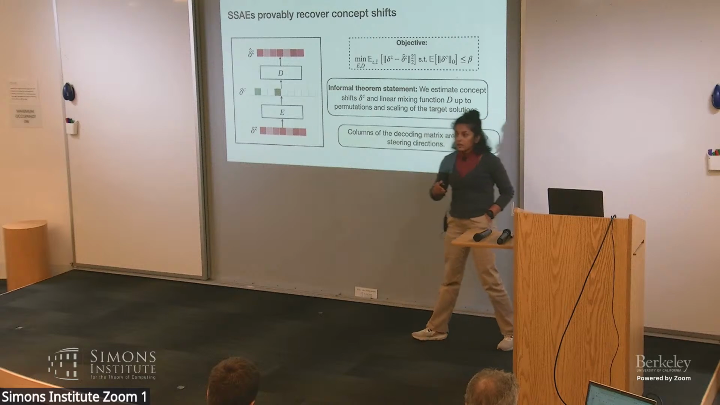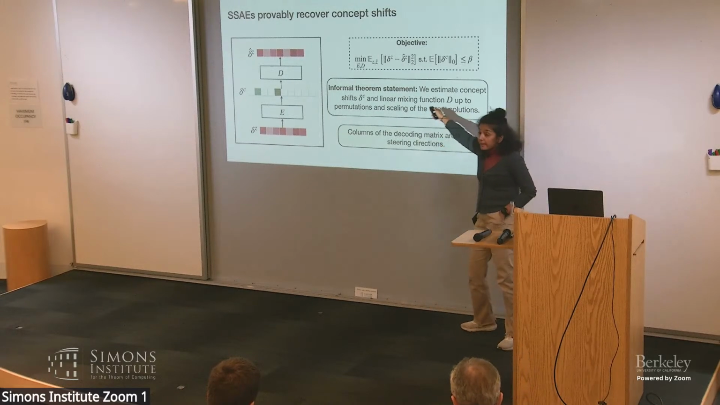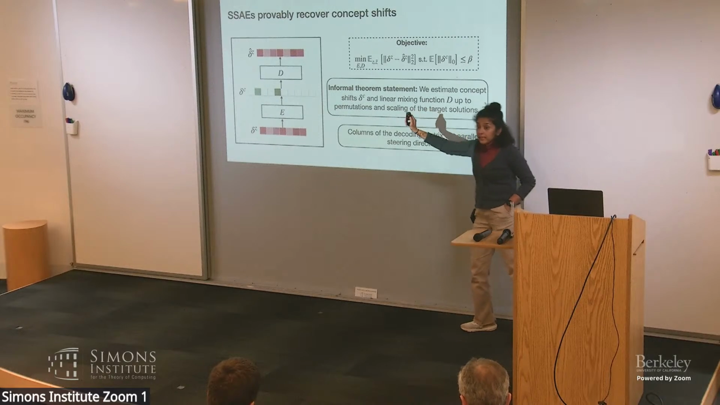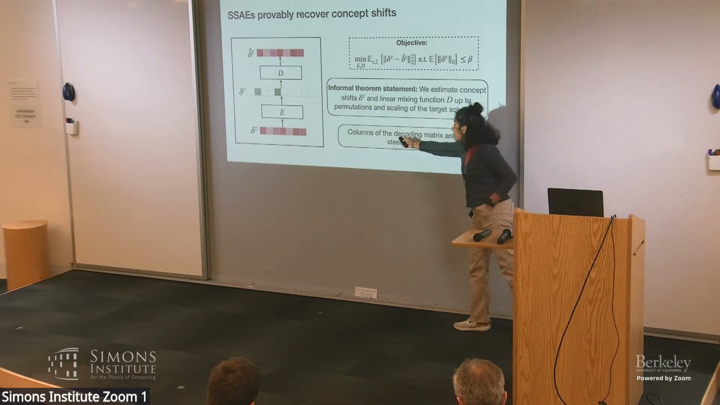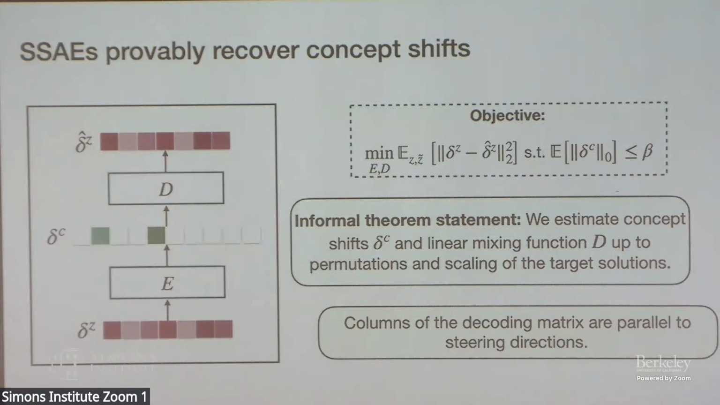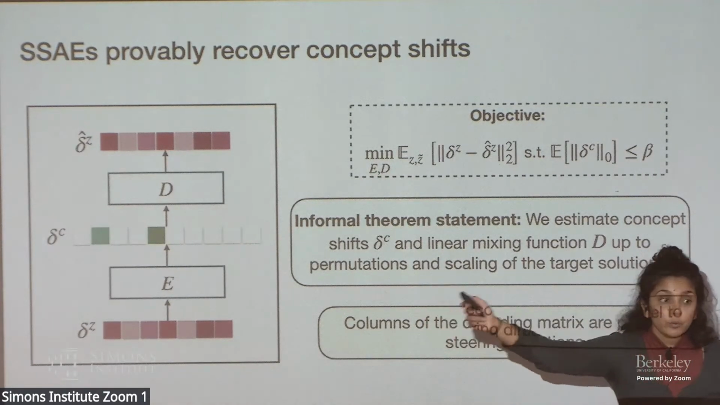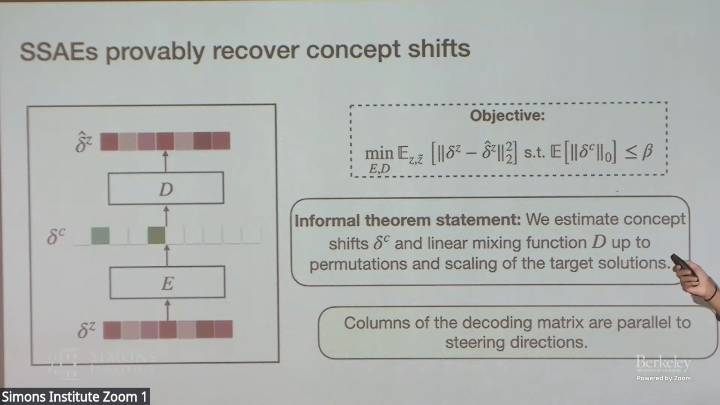We can talk. Okay, so let me say this, right? There's a scaling indeterminacy. So all we can say is that the columns of the decoding matrix are going to be parallel to the steering directions, right? That means that if you actually want to shift your concept, you may have to apply the steering vector with a really, really high magnitude. That's something that we still have to experiment with at evaluation time and figure out.